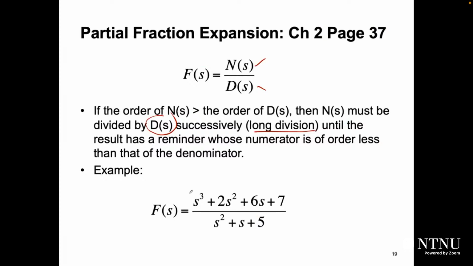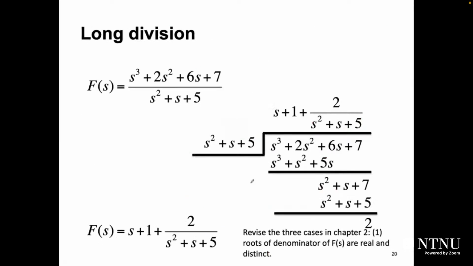As you can see here, the order of that part is 3, and the order of that part is 2. So in this case, we cannot use partial fraction expansion. First, we need to use long division. We need to divide that part by that part until the order of the numerator is less than the order of the denominator. So we will use this long division. I explained this long division before, but we can do it one more time until we have a remainder.